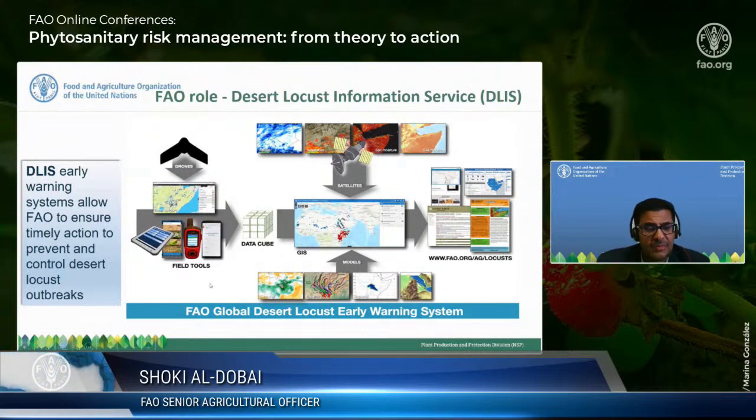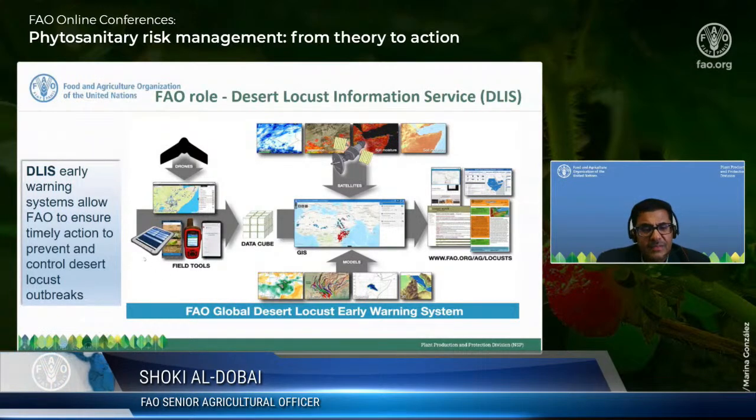Maybe you heard about the eLocust3 tablet that is used by the survey teams in these breeding countries, where they can collect the information and transmit it in real time. When we say real time, we receive this information from the field directly, because this eLocust3 tablet is supported through the satellite. So we receive the real-time information and data from the field.